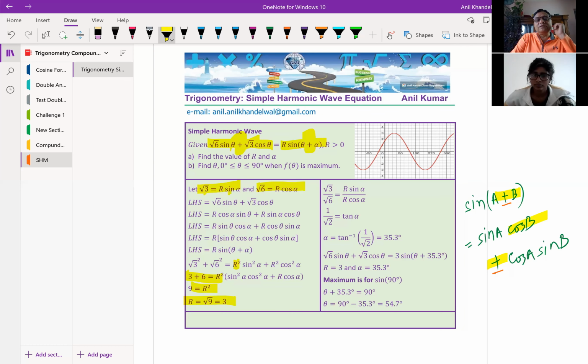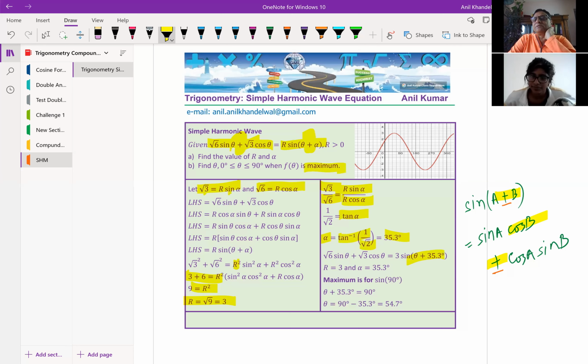Because we substituted, square root 3 over square root 6 is r sine alpha over r cos alpha. So tan alpha is 1 over square root 2. Alpha is tan inverse of this, which is 35.3 degrees when you calculate. Clear? And then you just substitute it into the format of r sine theta plus alpha.